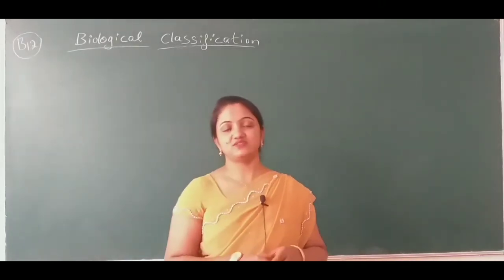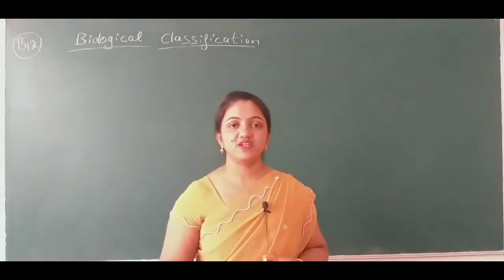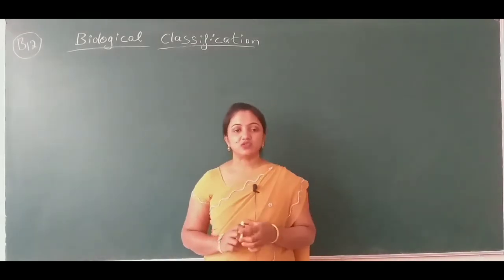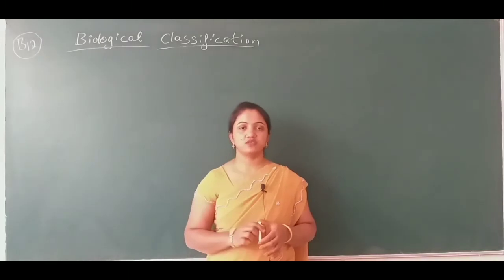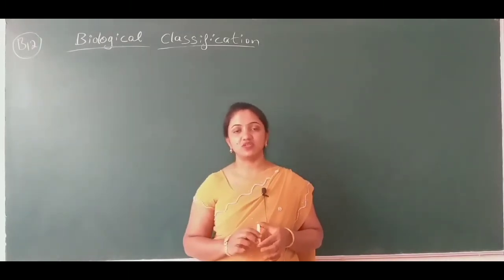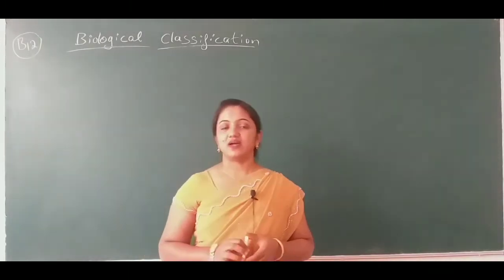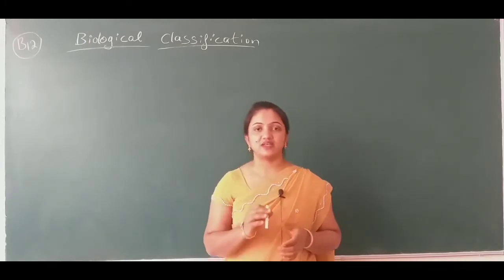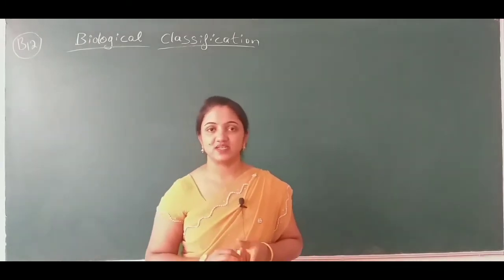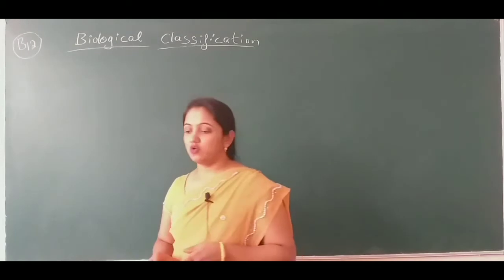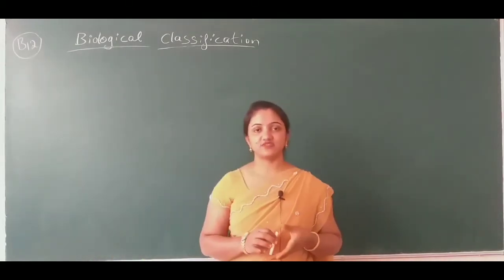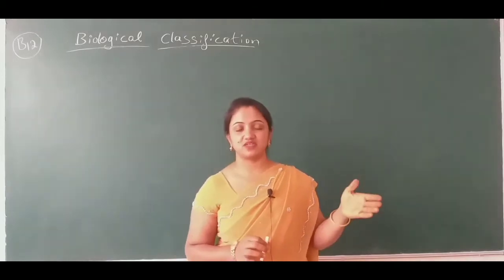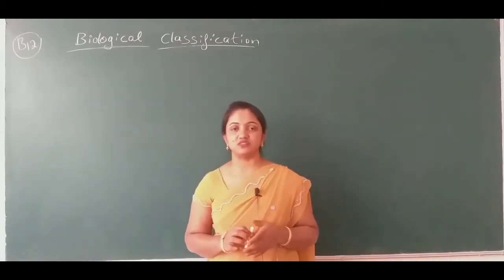In the last session we have completed the kingdom Protista. The kingdom Protista includes 5 major groups: Chrysophyta, euglenoids, dinoflagellates, slime molds and protozoans. All these we have studied in the last 2 sessions.